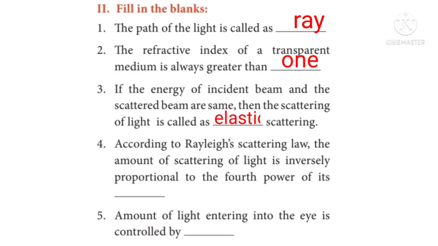Answer: elastic scattering. Fourth question: according to Rayleigh scattering law, the amount of scattering of light is inversely proportional to the fourth power of its dash. Answer: wavelength. Fifth question: the amount of light entering into the eye is controlled by dash. Answer: iris.